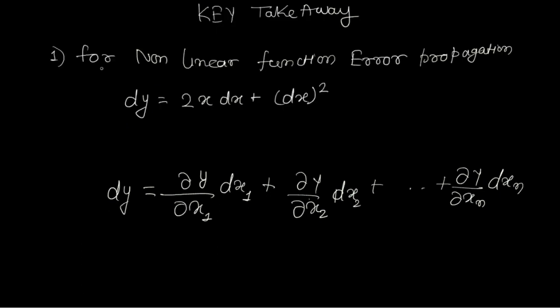So the key takeaway from this lecture is that for the nonlinear function, the error propagated is represented by this. In case the computed function y is composed of more than one variable like x1, x2, xn, then dy will be given by this equation, where this is the partial derivative of the function with respect to x1, this is the partial derivative of y with respect to x2 and the error dx2. This way you can get the final propagated error dy. Also, generally dx square is a very small, negligible quantity, so we can neglect it.